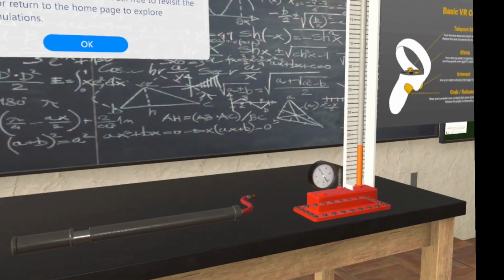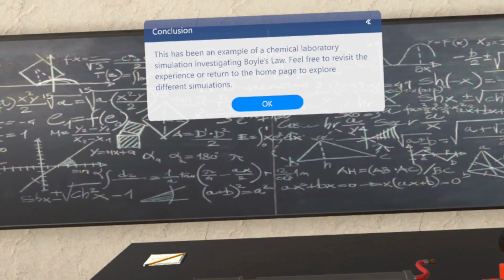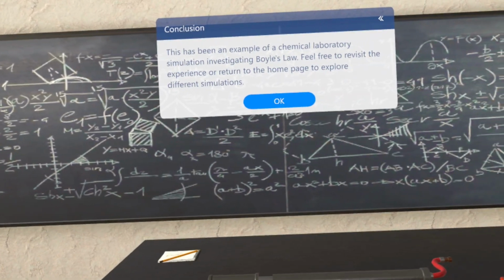This has been an example of a chemical laboratory simulation investigating Boyle's law. Feel free to revisit the experience or return to the home page to explore different simulations.